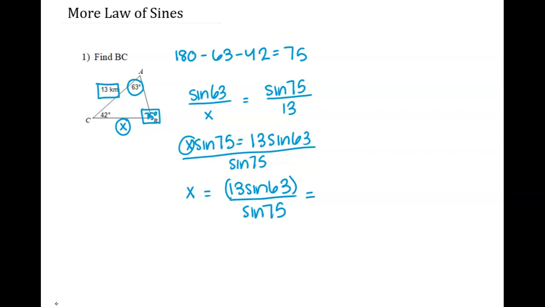And this should equal 11.99, which we will round to 12 kilometers. That is typical of finding a side length using law of sines.